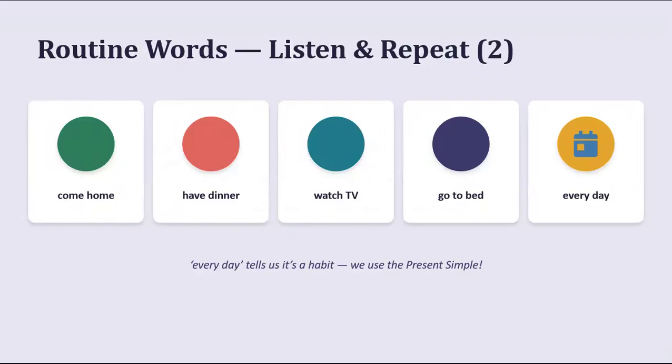These are also routine words, like you come home, you have dinner, you watch TV, you go to bed, okay? You go to school every day, you go to work every day. I go to bed at 10 o'clock, it means that I sleep at 10 o'clock. I watch TV at 8 o'clock. I have dinner at 7 p.m. I come home after job at 6 o'clock.